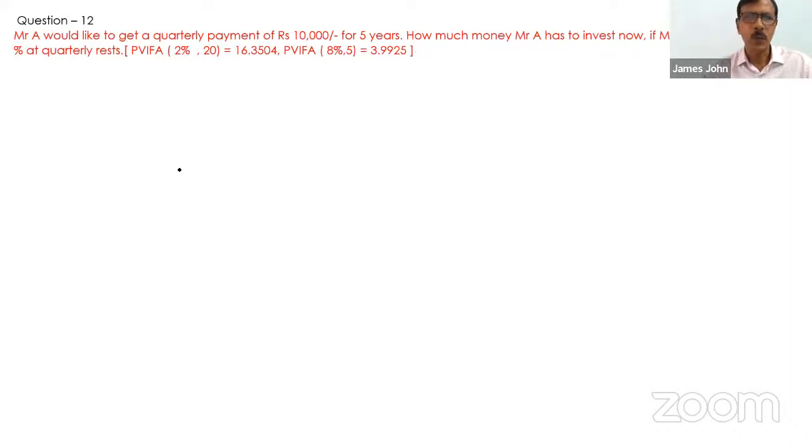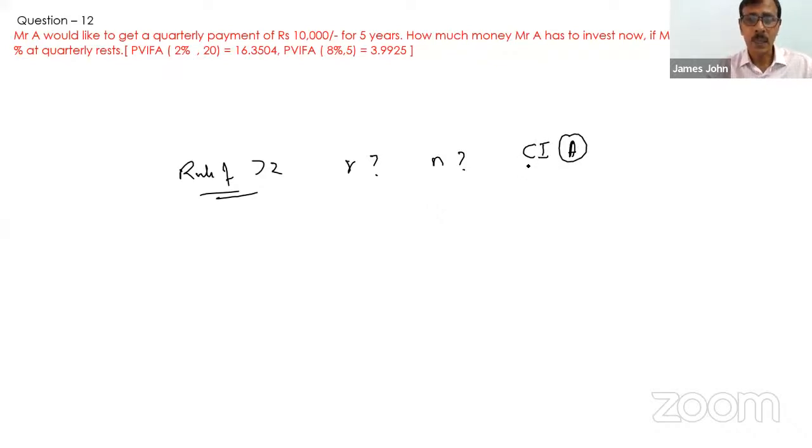In your text, the rule of 72 is there. What is this rule of 72? This is a rule to find either the rate of interest or the number of years so that an amount becomes double at compound interest annually. So this is the assumption. The interest calculation is compound interest annually, and the rule of 72 gives you the approximate rate of interest or approximate time so that an amount becomes double.